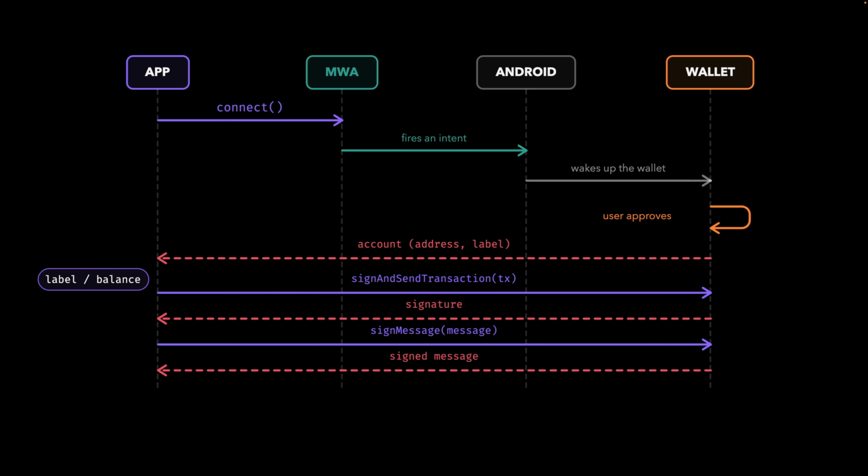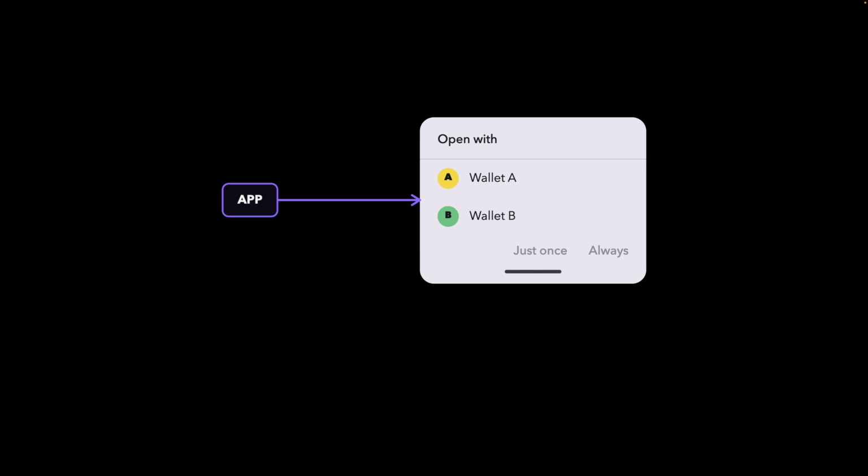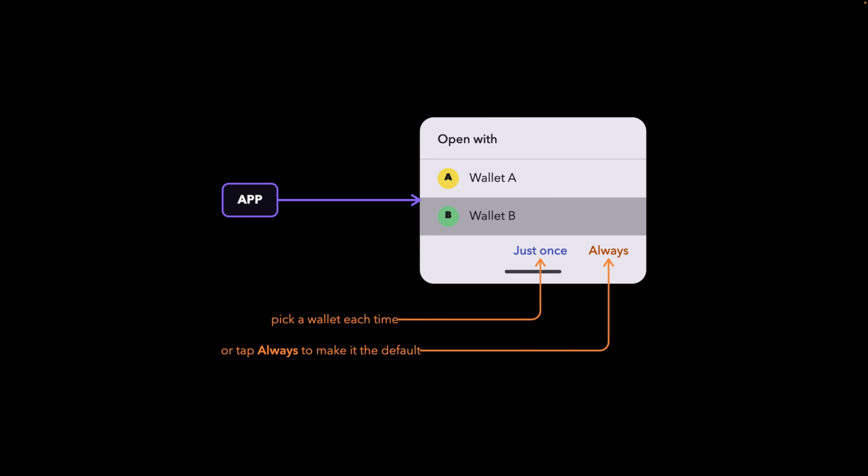So what if you have multiple wallets installed? When the app fires the intent, Android shows its standard app chooser and the user selects a wallet. Tap just once to choose the wallet each time, or tap always to make that wallet the default.